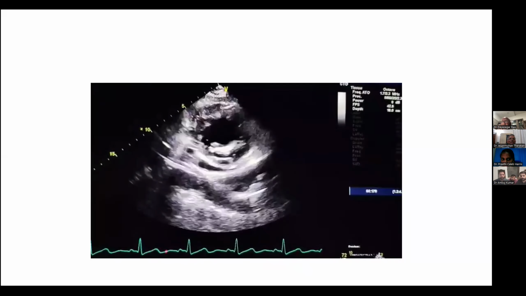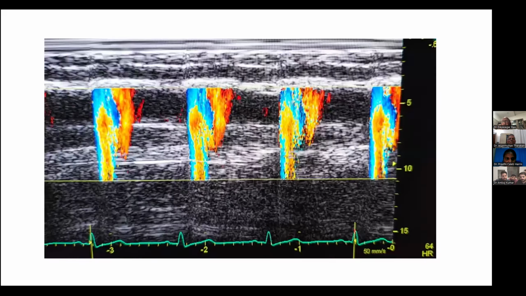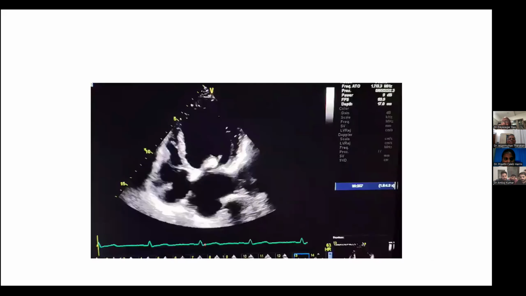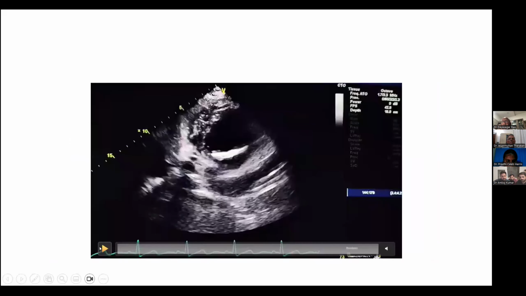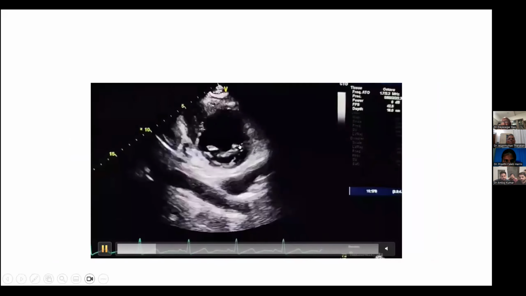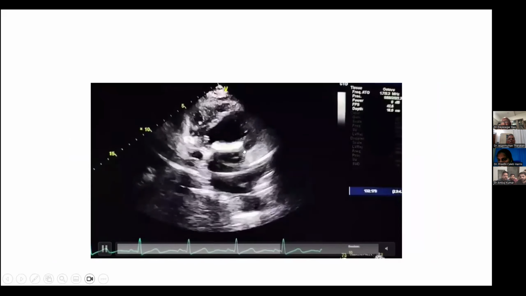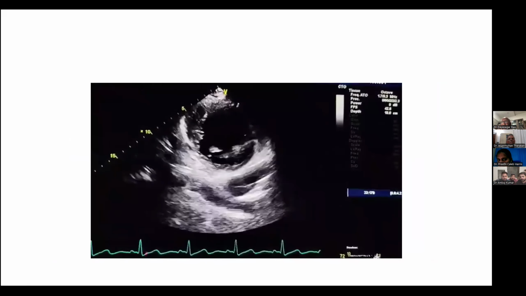This is a short axis view, sir. Across the mitral valve, it shows commissural fusion is there, sir. Which commissure is fused? Good, go ahead. So the anterolateral commissure seems to be fused, sir. Okay.